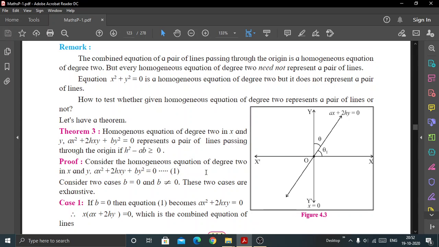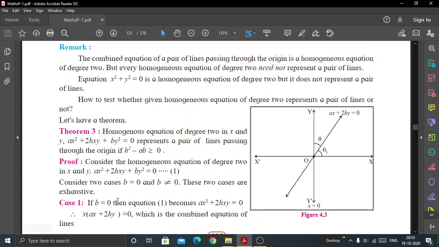Consider the homogeneous equation of degree 2 in x and y: ax² + 2hxy + by² = 0. Let it be equation first. To prove this theorem we need two cases. First one is b = 0 and second one is b ≠ 0.